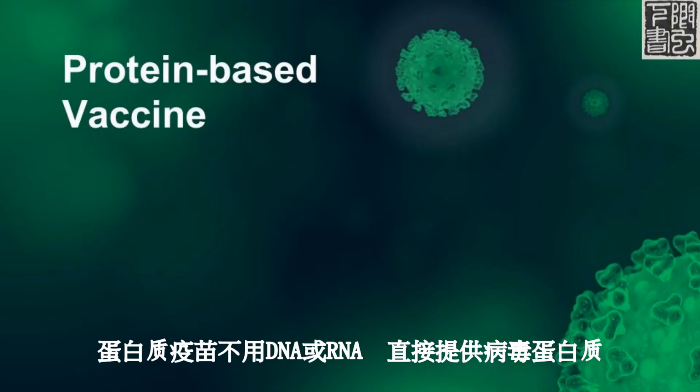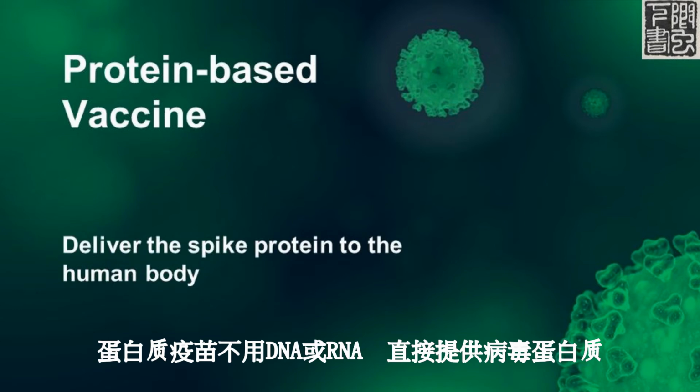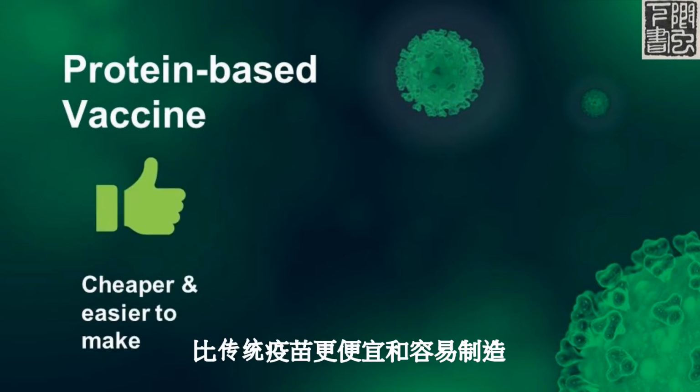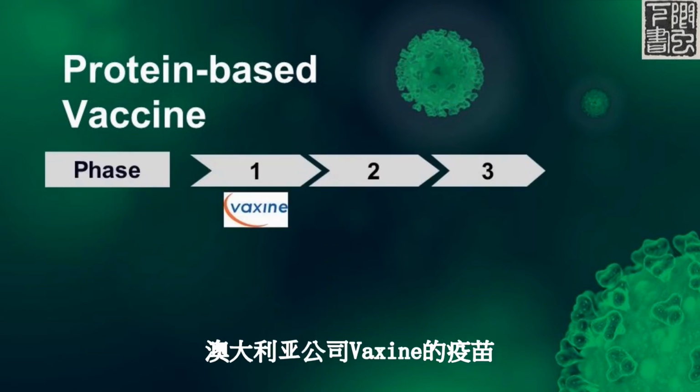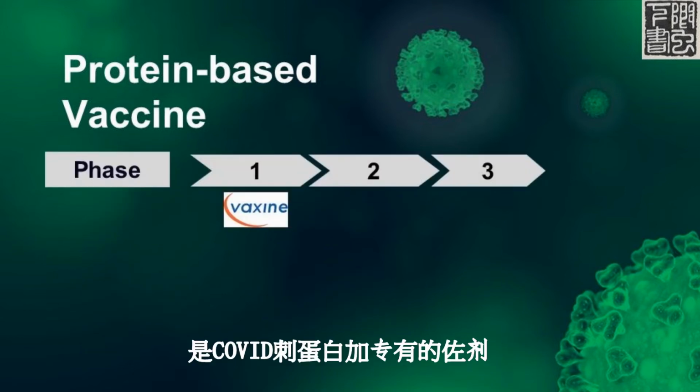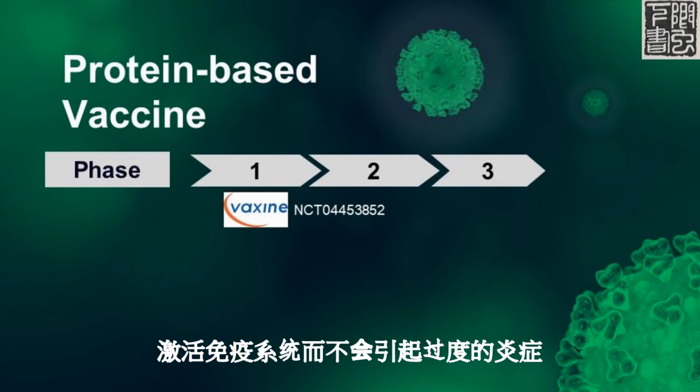Instead of delivering the DNA or RNA to make the spike protein in the antigen-presenting cells, the protein-based vaccine delivers the viral protein straight up. The technology is cheaper and easier to make than the conventional vaccine. However, the technology is relatively unproven with no commercial product. Vaccine, an Australian company, is making a vaccine consisting of COVID spike protein and its proprietary adjuvant, which activates the immune system without causing excessive inflammation.